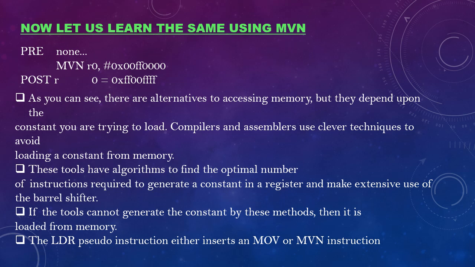The load pseudo instruction either inserts a move or MVN instruction. To find the optimal number, these tools will have some algorithms written. We will use the barrel shifter here. There will be much more use of the barrel shifter, and if the tools cannot generate the constant by these methods, then it is loaded from the memory. If even after using these tools it cannot generate the constant, then we will directly load it from the memory.